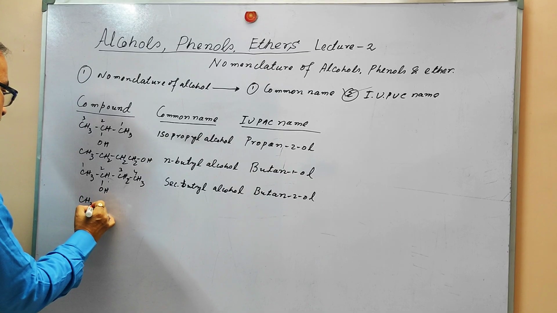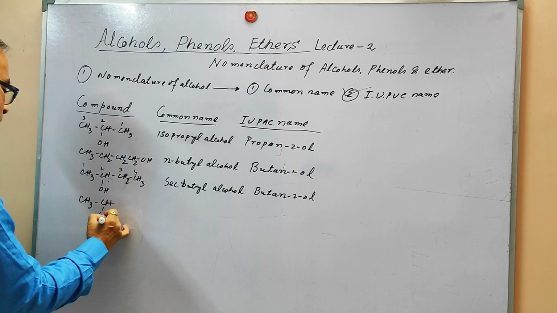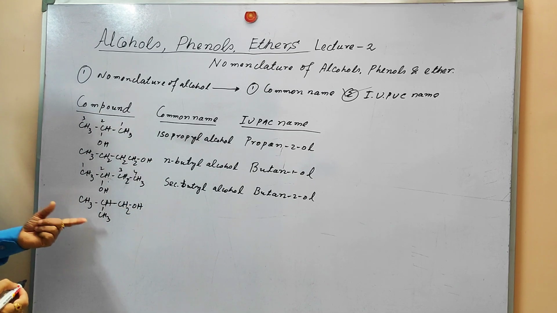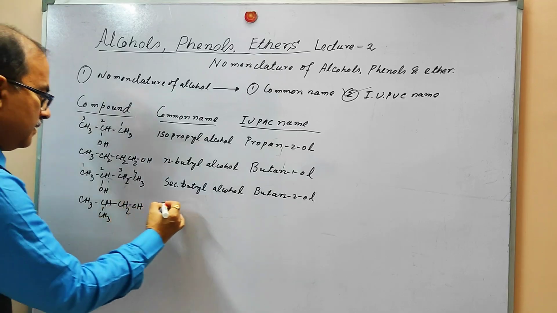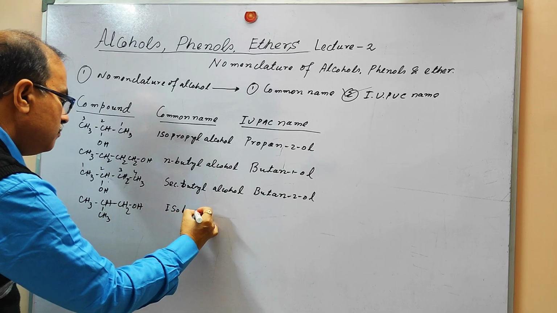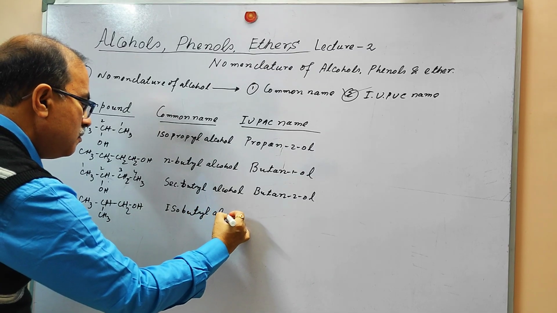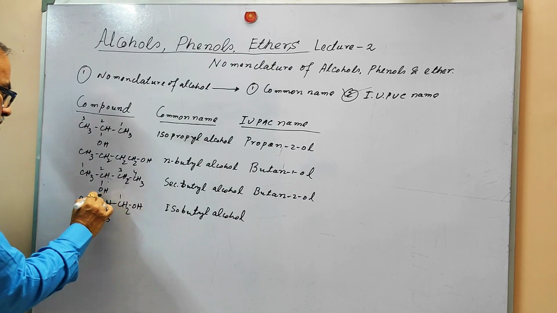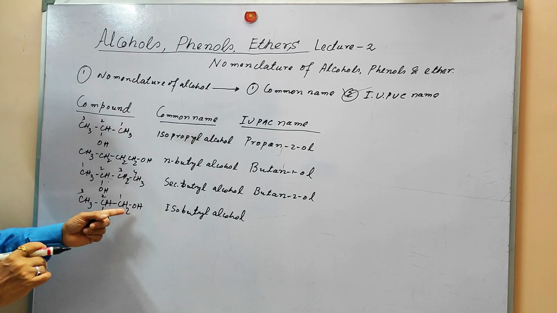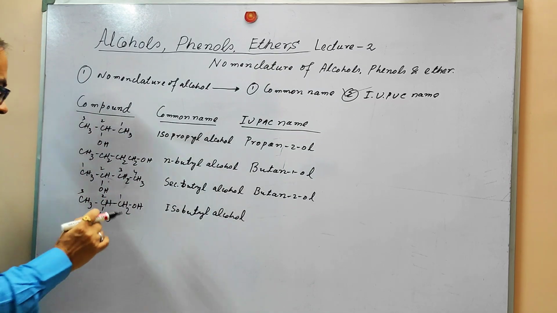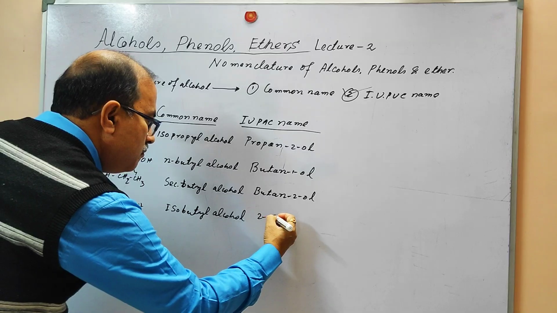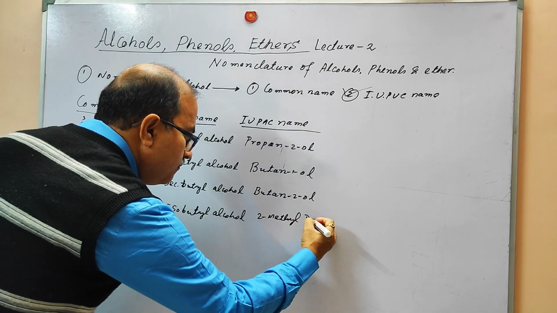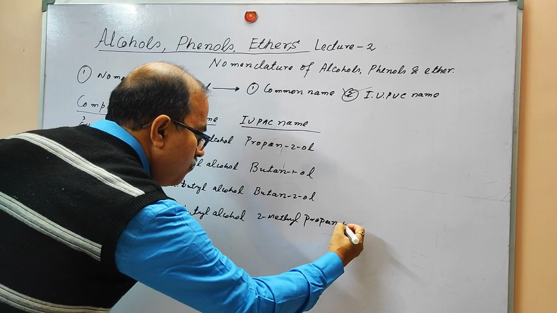Third, the fourth, suppose this methyl group is here. So what will be the name of this compound? The common name will be isobutyl alcohol, and here we have to put the numbers 1, 2, 3. You have to number from the end nearest to this hydroxyl group. So this will be 2-methylpropan-1-ol.